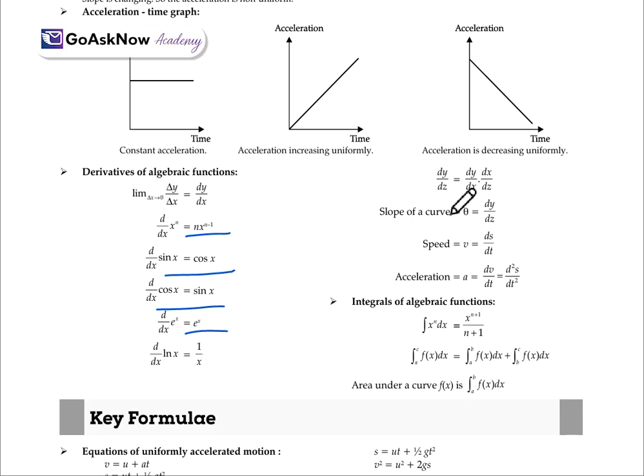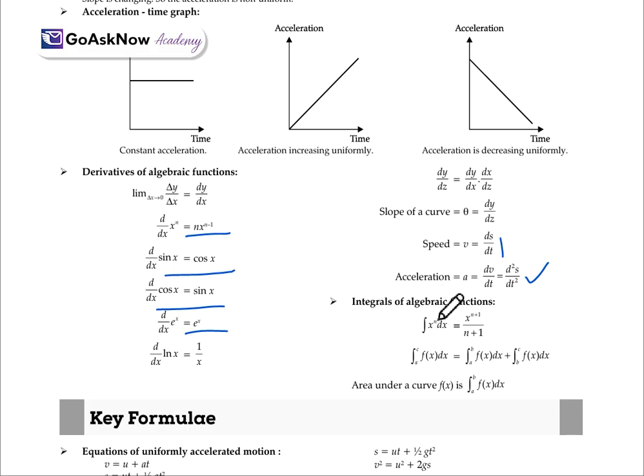So here dy upon dz will be equal to dy upon dx times dx upon dz. Slope of the curve, tan theta, is equal to dy upon dx. So speed will be ds upon dt. And acceleration a will be dv upon dt, which is d square s upon dt square, right? Because we'll just simply put the value of v over here. So it will become like this, d square x upon dt square.